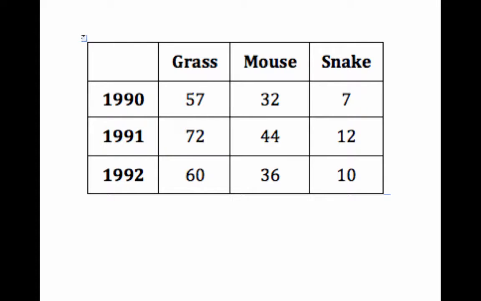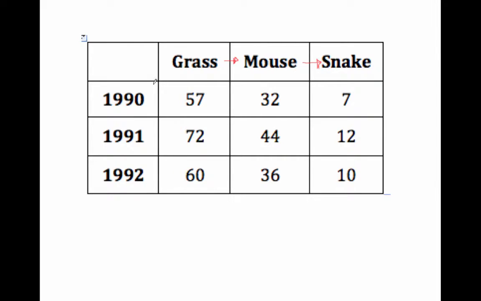So for example, say that you had a chart with grass, mouse, and snake. If I'm making a food chain with this, I know that the grass gets eaten by the mouse, and then the mouse gets eaten by the snake, so I'm just drawing my food chain. You can do this on your whiteboard if you'd like.